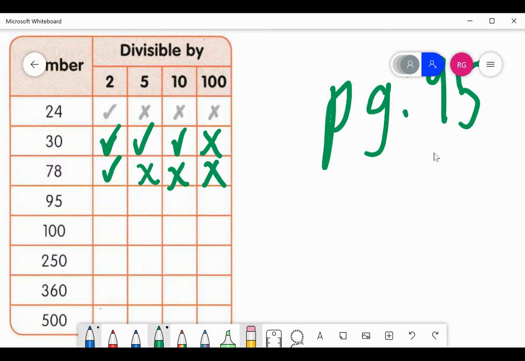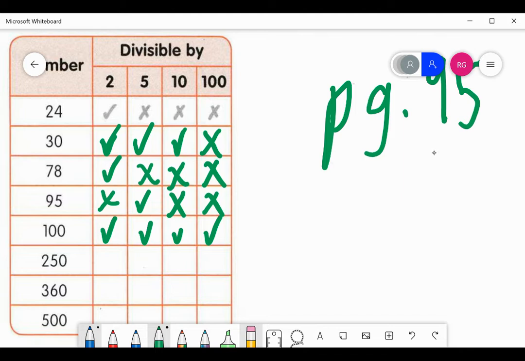All right, for the number 95, it is not divisible by 2. It is divisible by 5. It isn't divisible by 10. And it isn't divisible by 100 either. So just the 1 there. All right. For the number 100, it's divisible by 2. It's divisible by 5. It's divisible by 10. And it's divisible by 100.